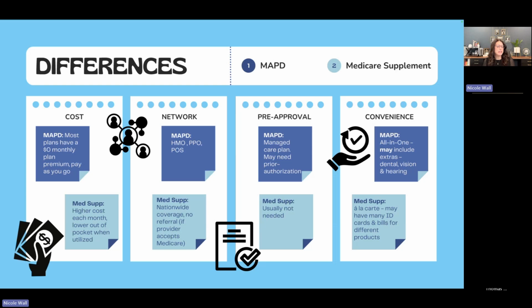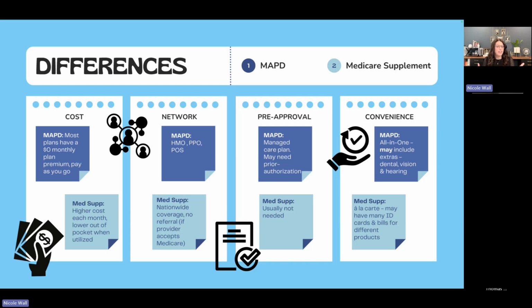Now with a Medicare supplement, you may see a higher monthly plan premium, and that's going to be the case whether you're utilizing the plan or not. But if you are utilizing the plan, you will notice that you're paying little to nothing out of pocket when you do so. It really comes down to what plan letter you enroll in, because each plan letter determines how many gaps of original Medicare it's filling.